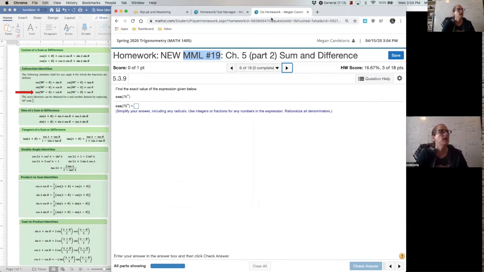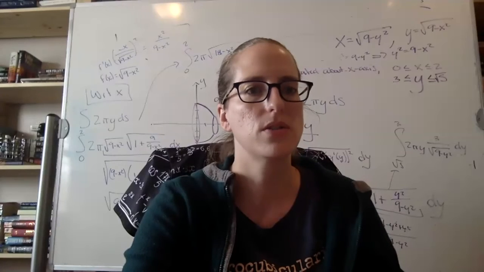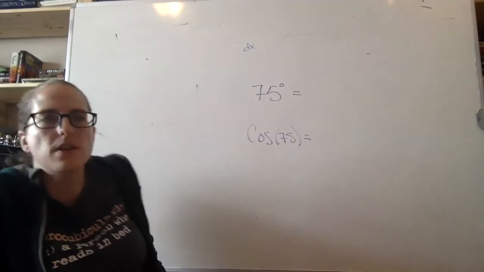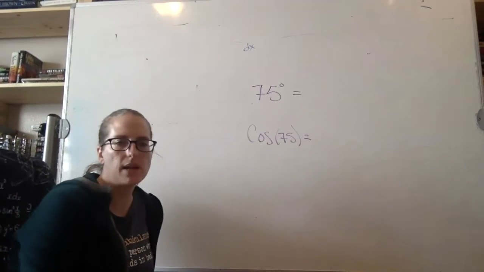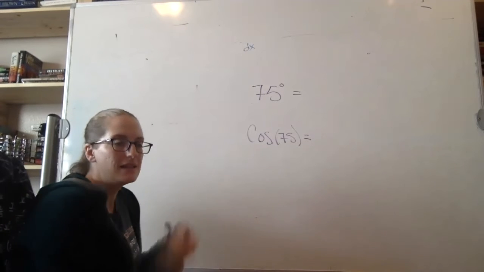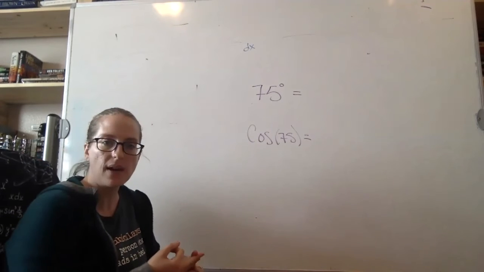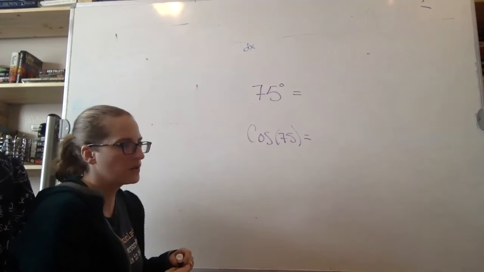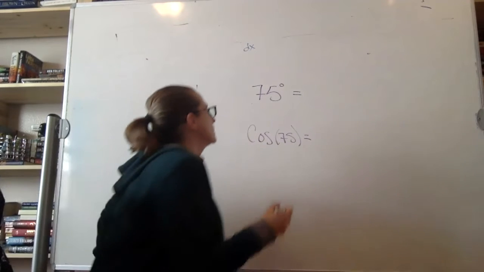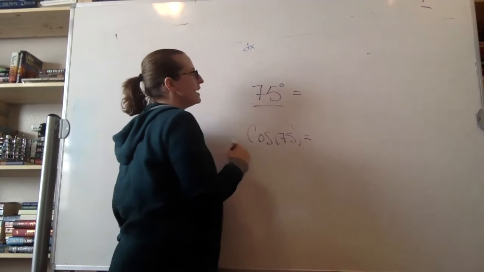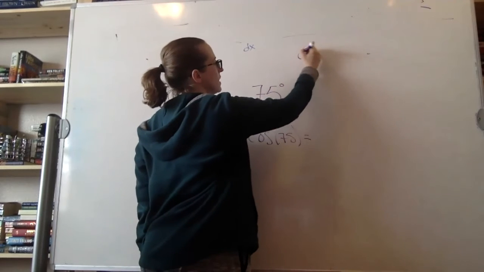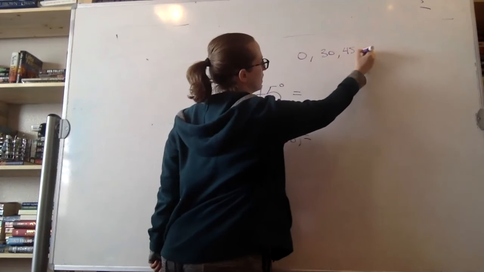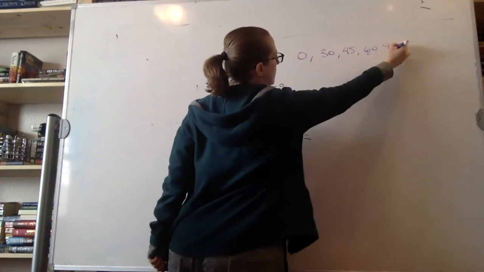Well, let me stop my share and pull up my screen real quick. Okay. So the trick with this one is to remember the common angles that we know. So this is things like 0, 30 degrees, 45 degrees, 60 degrees, 90 degrees. Those are the angles in the first quadrant that we know. So then the question becomes, can we write 75 as some combination of those things that we know? 0 degrees is kind of useless, 30 degrees, 45 degrees, 60 degrees, and 90 degrees.